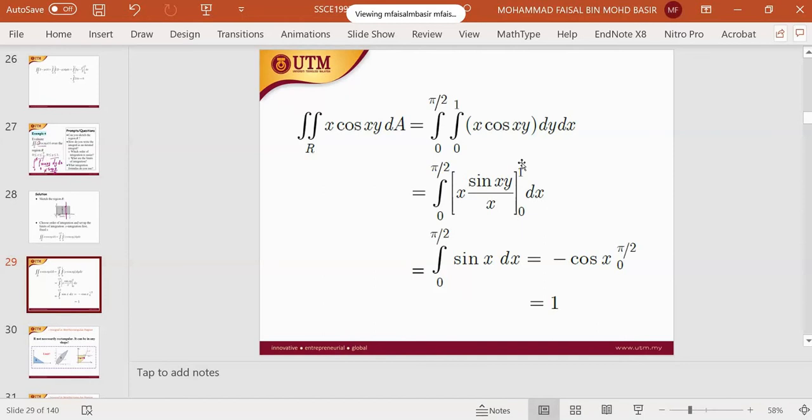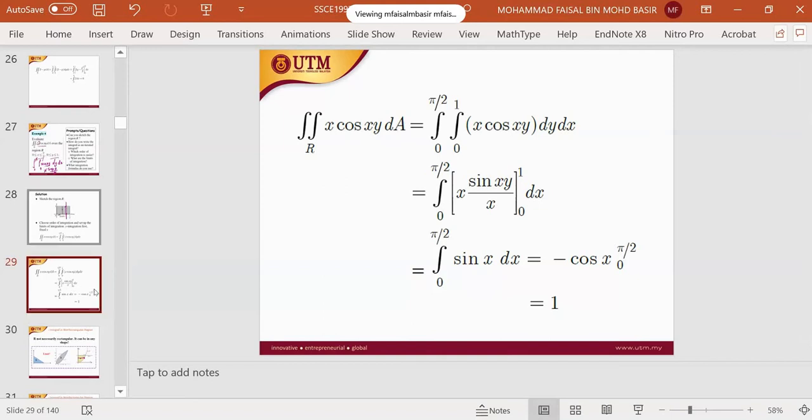And then with that answer, you can do the integration with respect to x. So don't do dx first, because it will be more complicated. Maybe you have to use integration by parts. You also cannot use the substitution.